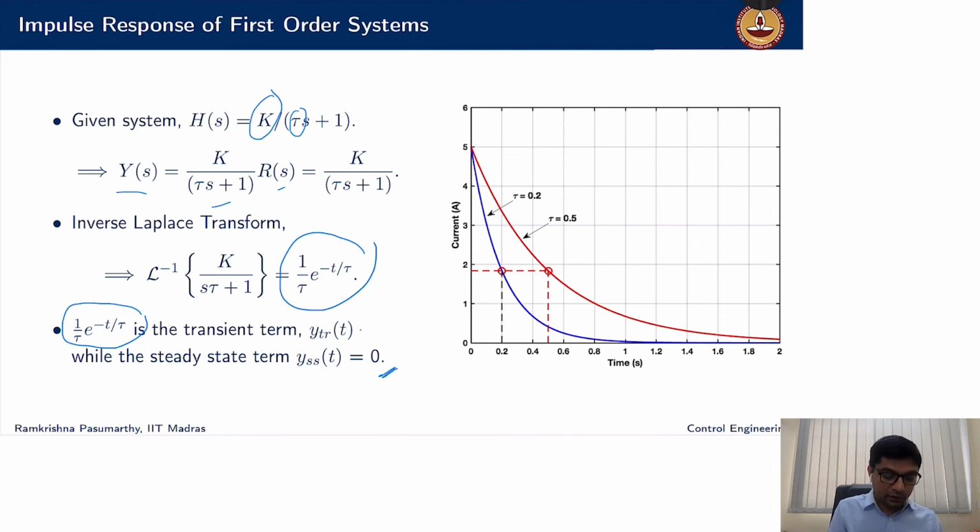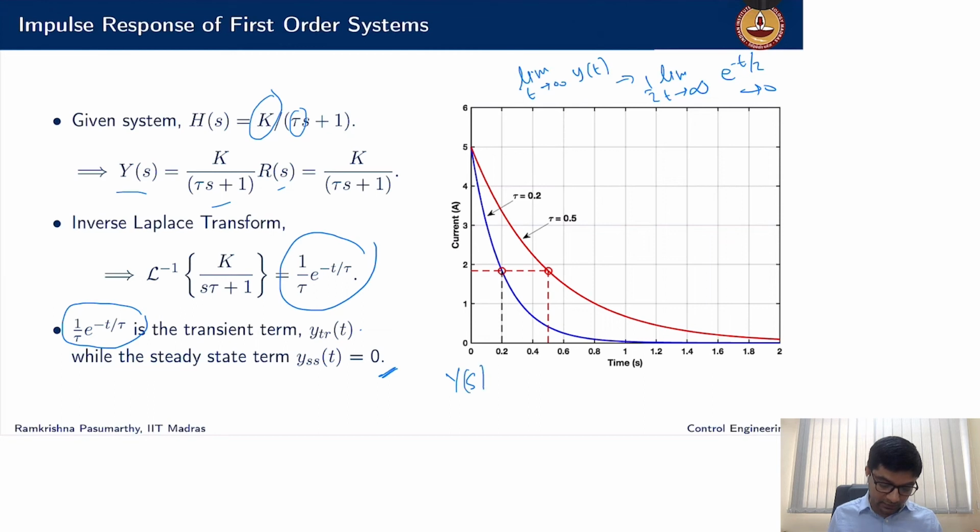And the steady state is 0, because I just look at how to get the steady state. That is the limit as t goes to infinity of y of t. I'll just take the limit as t goes to infinity of e to the power minus t over tau with a 1 over tau. This goes to 0. I can also apply the final value theorem and check. So let's see what the final value theorem looks like.